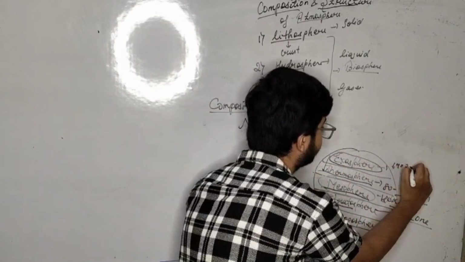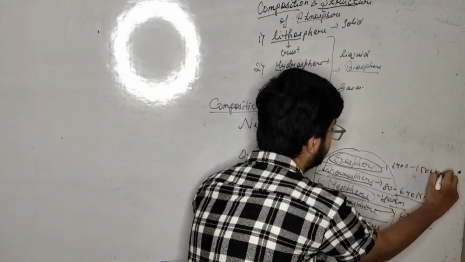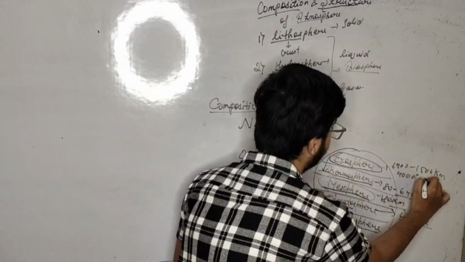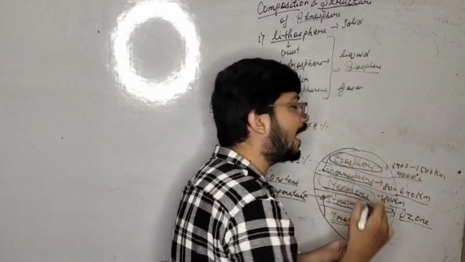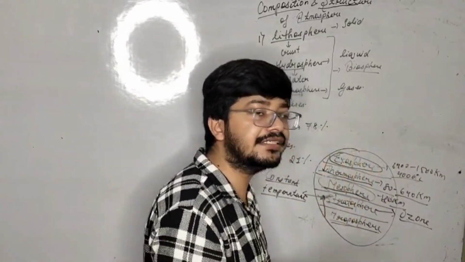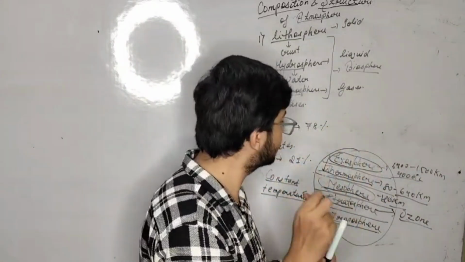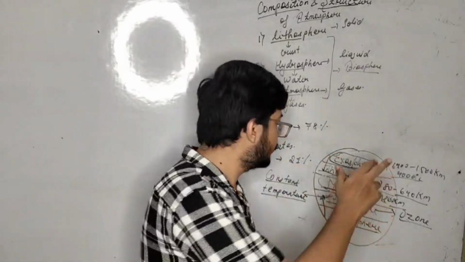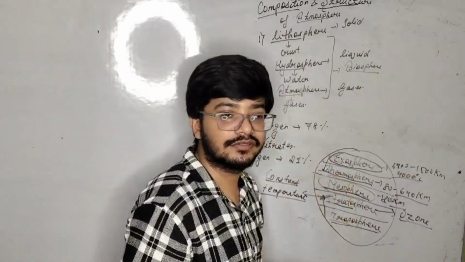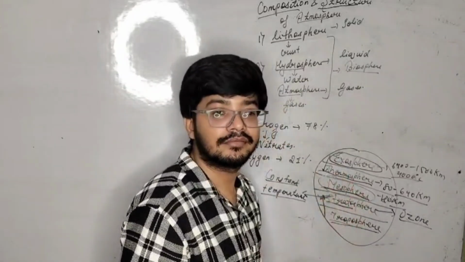Now, the last layer, the exosphere, the outermost layer. It is around 640 to 1500 kilometers. Temperature is very high, around 4000 degrees Celsius. Because of the high temperature, only very light gases are present. What are the lighter gases? Helium and hydrogen. So we have discussed the different structures of the atmosphere. Understood?